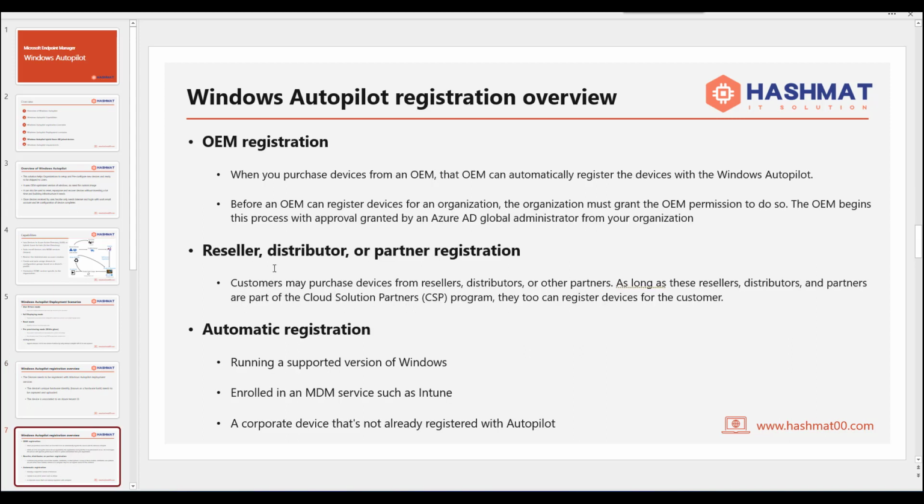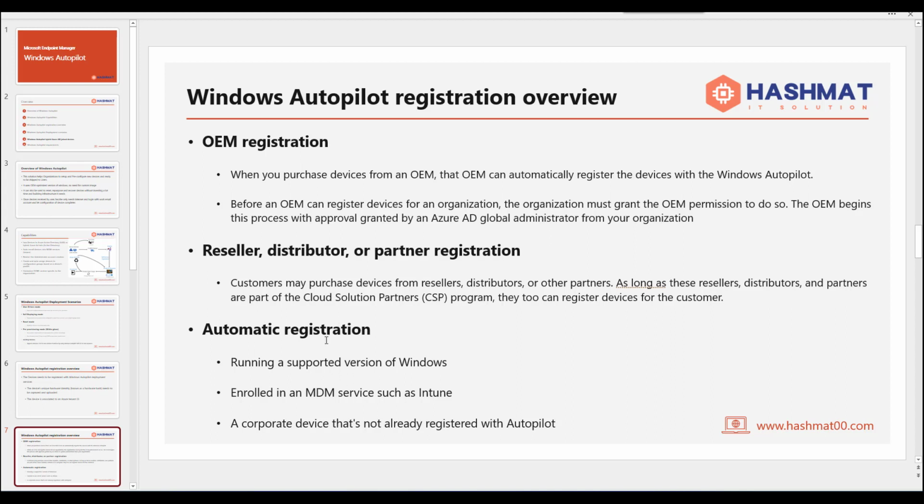There are different ways you can register the devices. OEM registration: when you purchase from an OEM, that automatically registers the device to Windows Autopilot. We have reseller, distributor, partner, where you grant them access to Windows Autopilot, and then they will upload all the devices you purchase to Windows Autopilot before shipping to users.